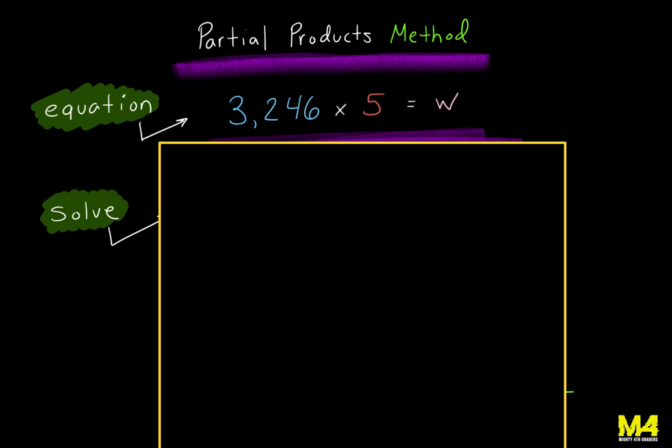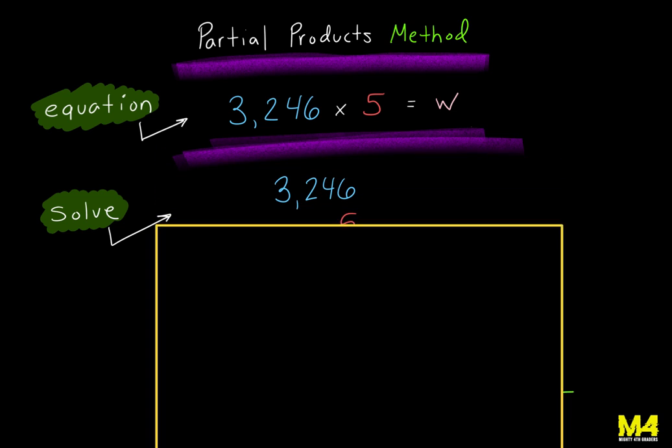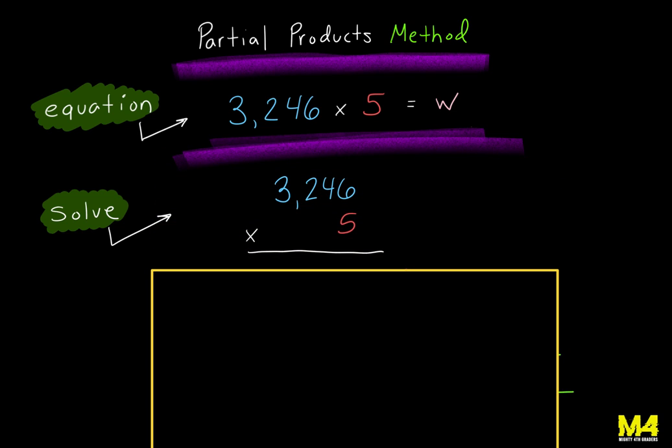I'm going to take my equation, and I'm going to stack it with the larger number on the top and the smaller number on the bottom. As you can see here, you've probably seen equations like this before. Now let's use the partial products method to solve this equation.